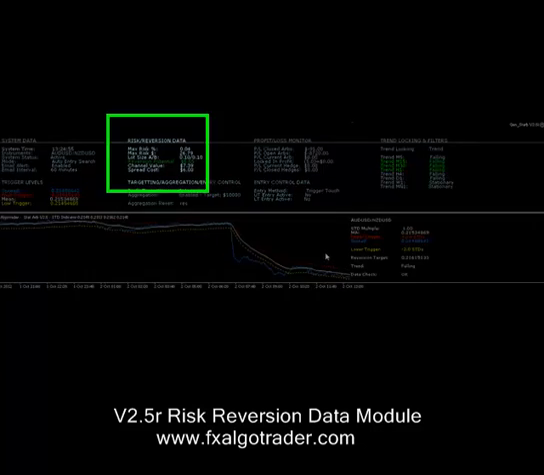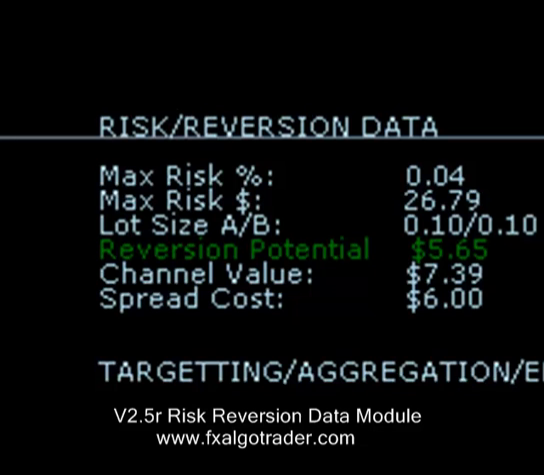Hi traders, we want to talk about the risk reversion data module within the new release of version 2.5.